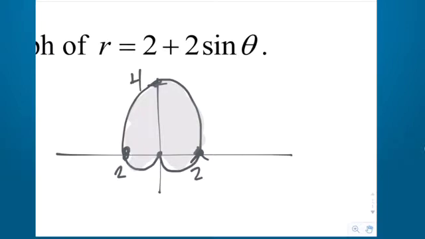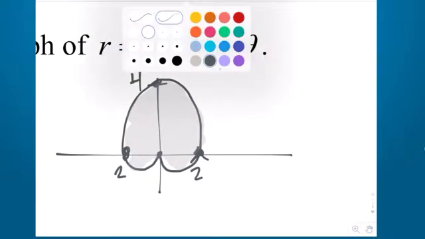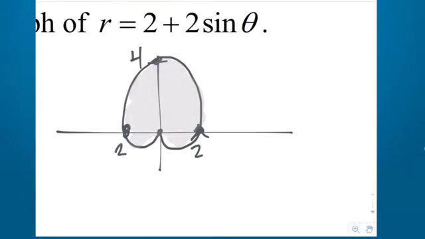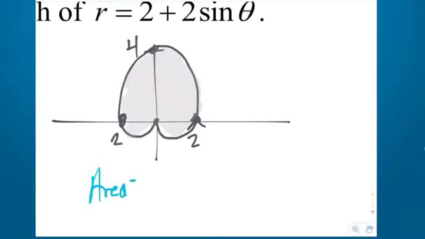So how are we going to do that? Well, the simplest way is to pull out the formula for polar area. The area is equal to what? 1/2 the integral from alpha to beta of r squared d theta. Good.